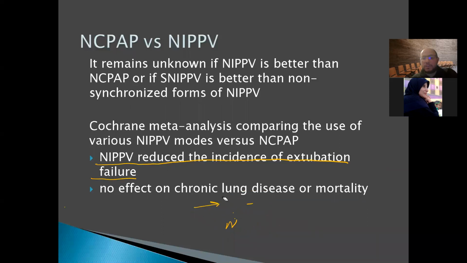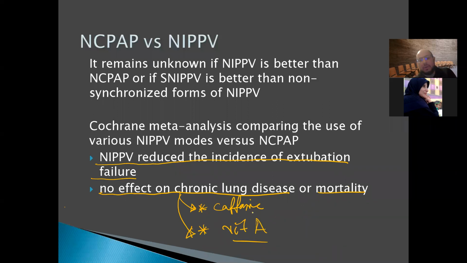What about the risk of chronic lung disease or mortality? They said there is no difference in chronic lung disease and mortality. And in RDS, we said there are only two drugs among all drugs that we use that decrease the chance of chronic lung disease: caffeine and vitamin A. Those are the only two medications proven to decrease the risk of chronic lung disease. Steroids, Lasix, diuretics, all what we use, none of them reduce chronic lung disease. The only two proven are caffeine and vitamin A.